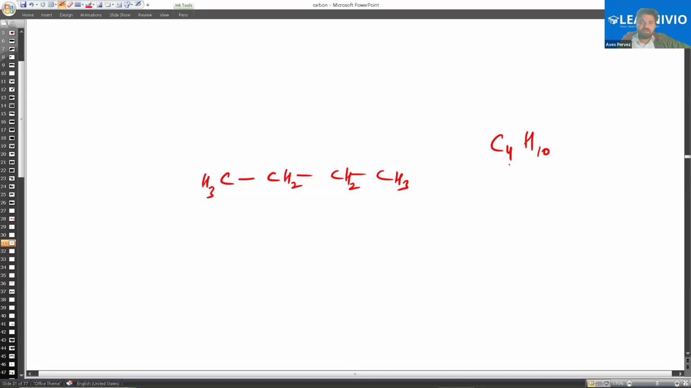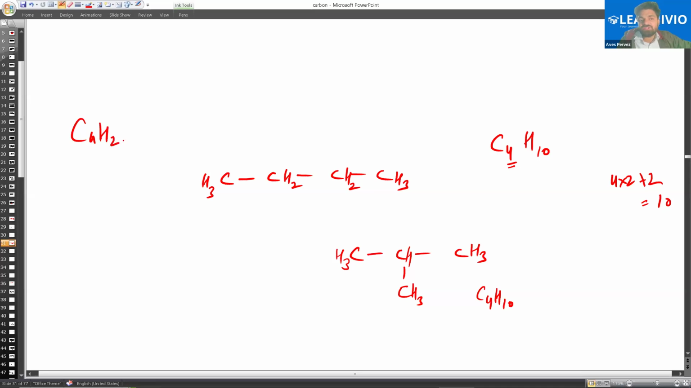C4H10. Got it? It means double this 4, 4 into 2 plus 2, the number of hydrogens is 10. If I place this carbon in a branch like this, it is still 4 carbons. This carbon has made only a single bond, so 3 hydrogens will be there. This one also has 3, and this has made 3 bonds, so 1 hydrogen will be given to it. Still it is C4H10. So the general formula for alkane is CnH2n+2.